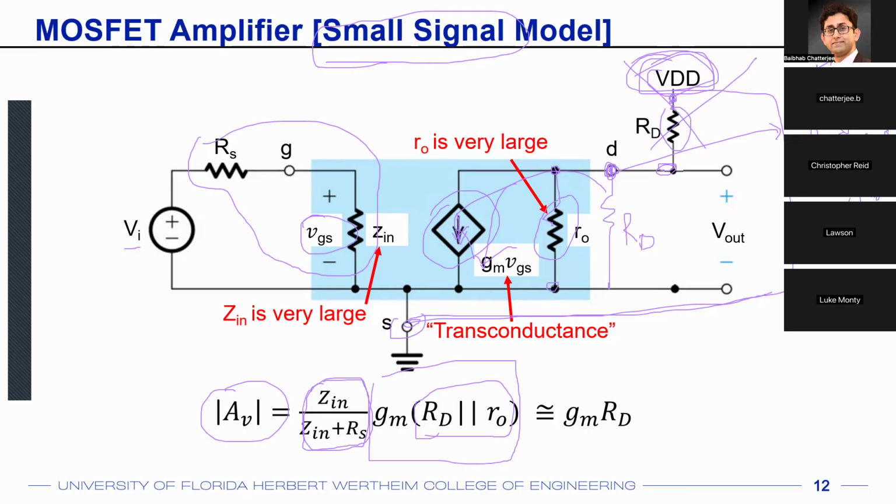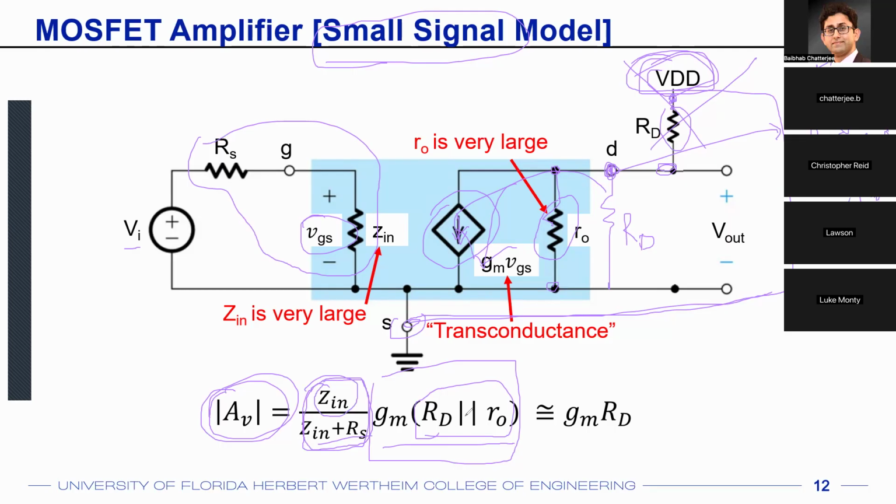Now, if you take Vin on the left side of the equation, you get Vout over Vin. That is basically your voltage gain. And that is going to be Zin divided by Zin plus RS times gm times RD in parallel with RO.